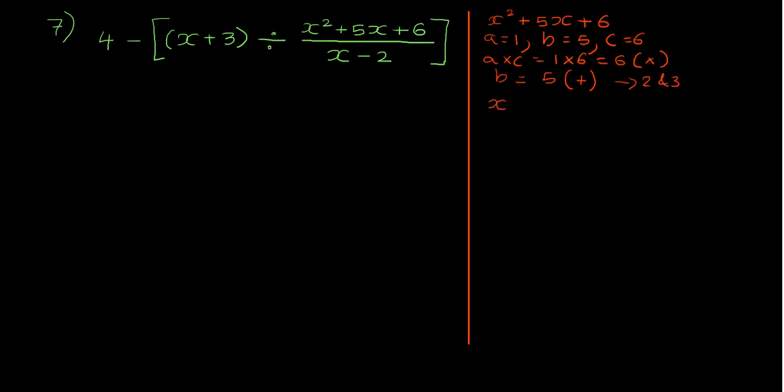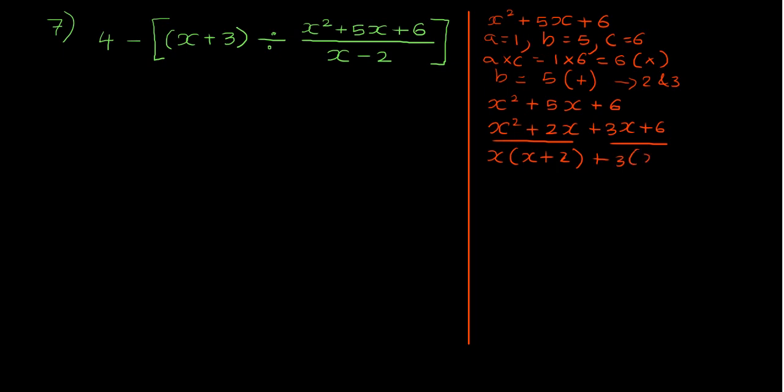x squared plus 5x plus 6. Split the 5x into 2x and 3x. And I'm going to factorize these two. So I'm going to have x times x plus 2 plus 3 times x plus 2. The two brackets are the same, so it's very likely to be correct. And x plus 2 times x plus 3. Okay, so that's my numerator factorized.